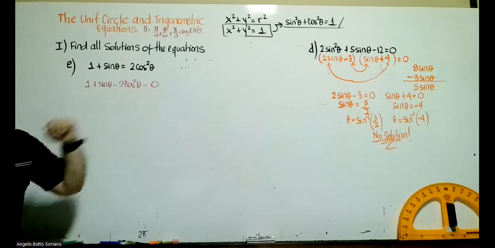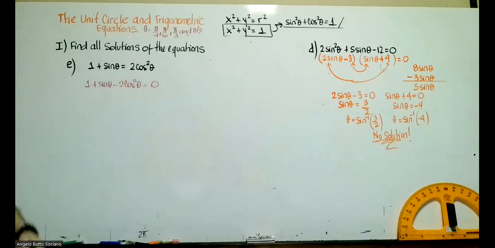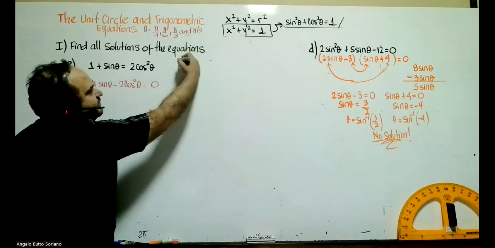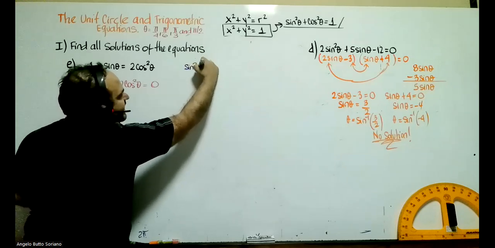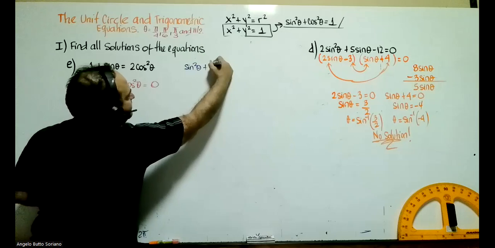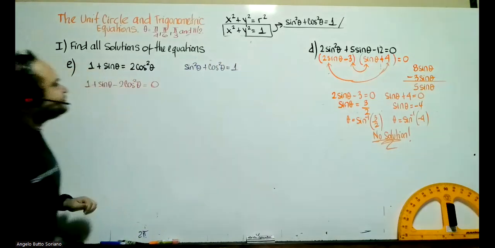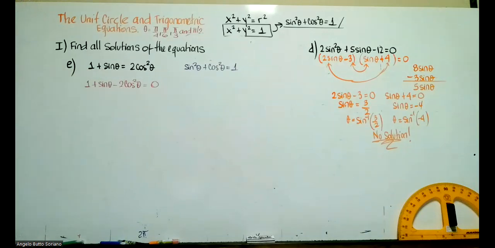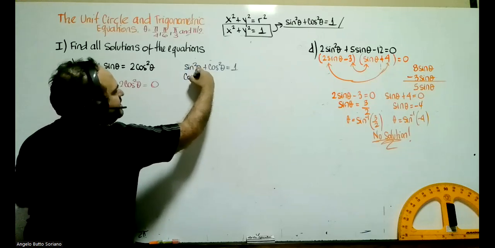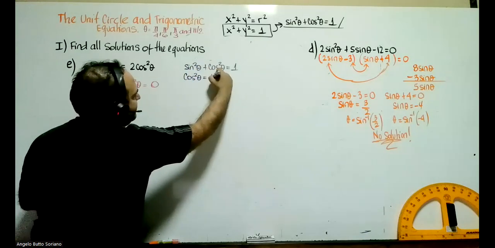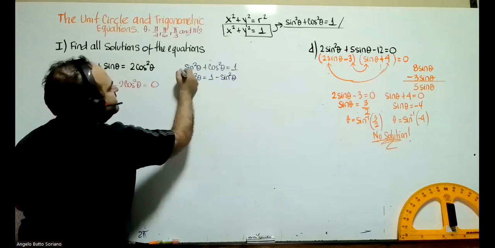Well, this is a job for the trigonometric identities. Why? Because if you remember, we have that beautiful Pythagorean trigonometric identity: sine squared theta plus cosine squared theta will be equal to 1. And what happens if we solve this formula for cosine squared theta? Cosine squared theta will be equal to 1 minus sine squared theta.